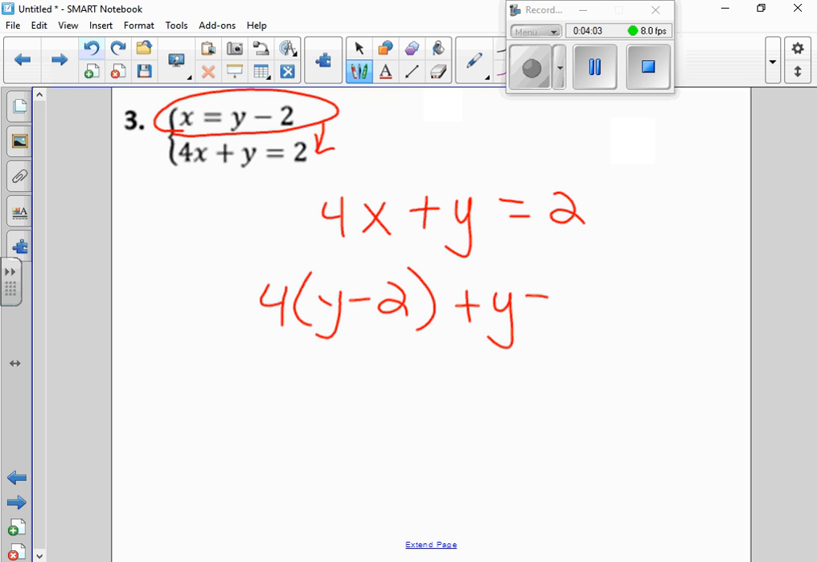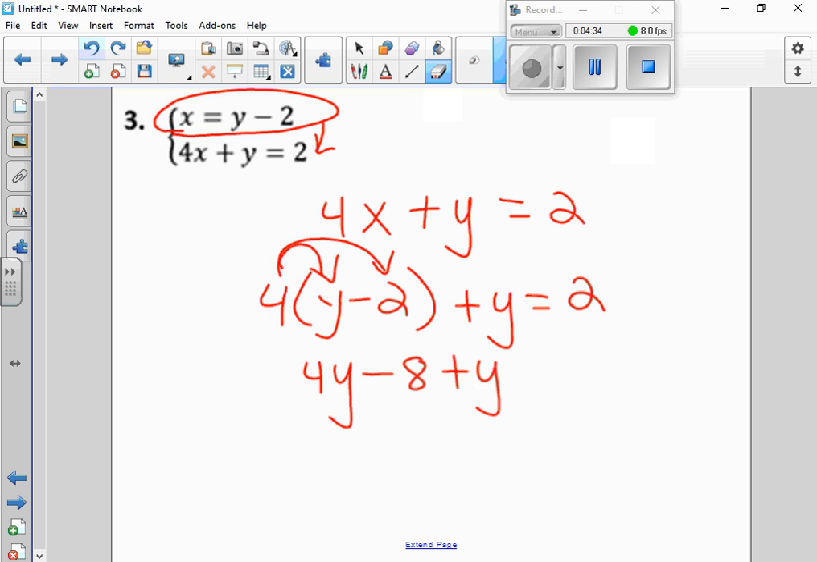plus y equals 2. We know the first step we have to do when we see parentheses is distribution, and this 4 gets distributed to the entire parentheses, not only one term, but both terms. So 4 is going to multiply the y, and we're going to get 4y. The 4 is also going to distribute and multiply the -2, and we're going to get -8. Drop everything else down. Plus y equals 2.